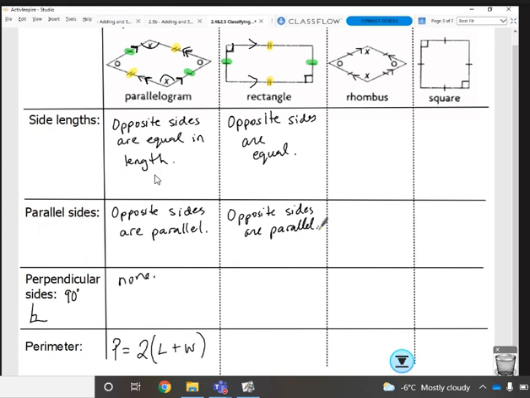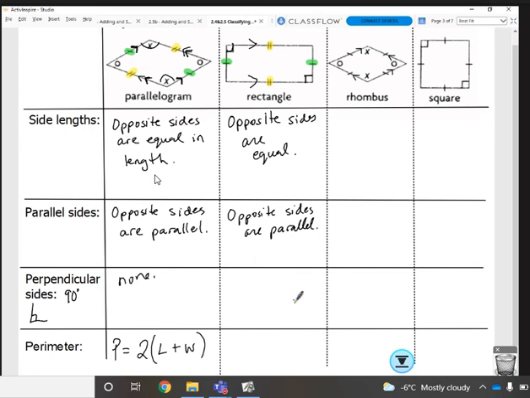And so far, in both of these characteristics of a parallelogram and a rectangle, they're the exact same. Look, opposite sides are equal in length. Opposite sides are parallel. So far they have the exact same characteristics, till we get to here.